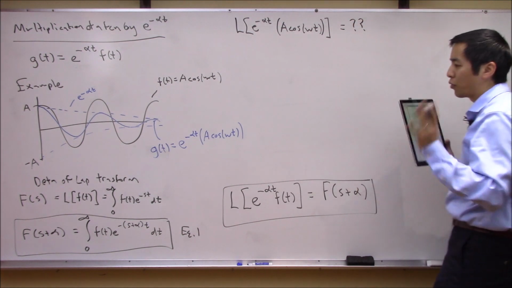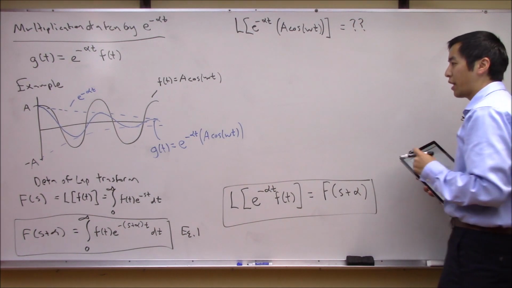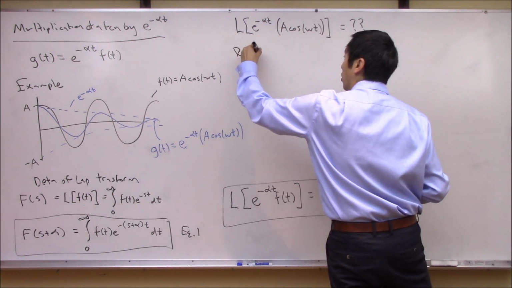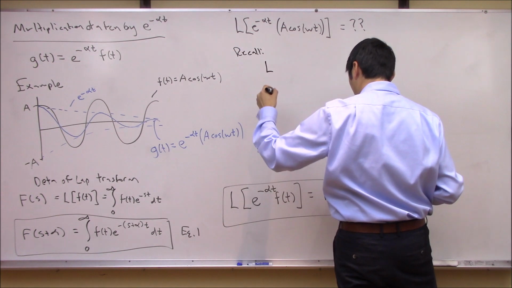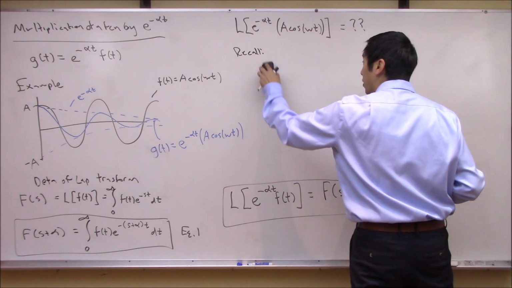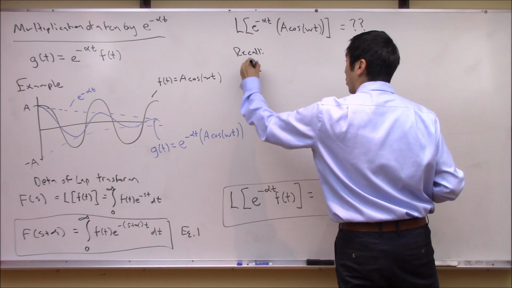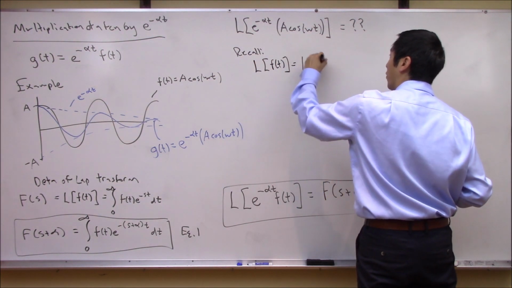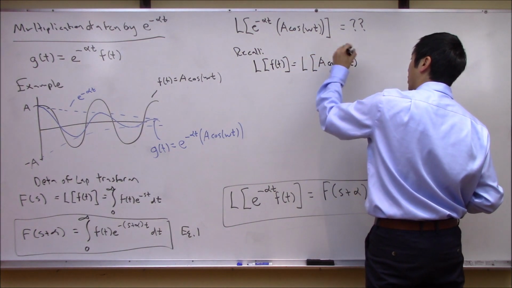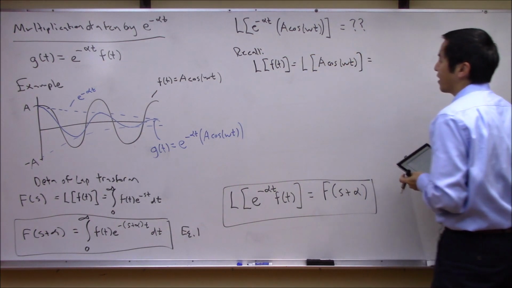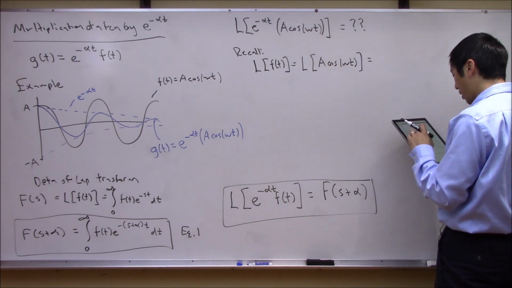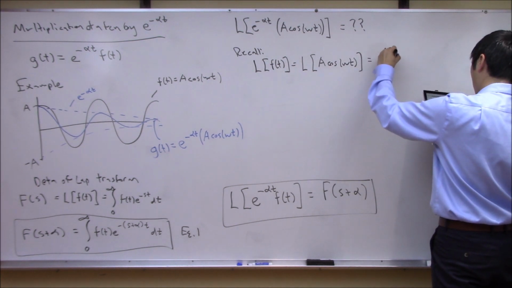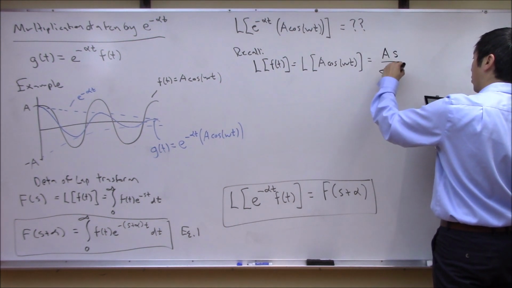So instead of going through the rigmarole of actually trying to do that integral manually, let's just spam this rule. So what we need to do is first, let's recall, what is the Laplace transform of f, right? Which is the Laplace transform of a cosine omega t, right? That's the original function. And if you remember, this is exactly what we did a couple of examples ago, right? We said that this is just s over s squared plus omega squared.